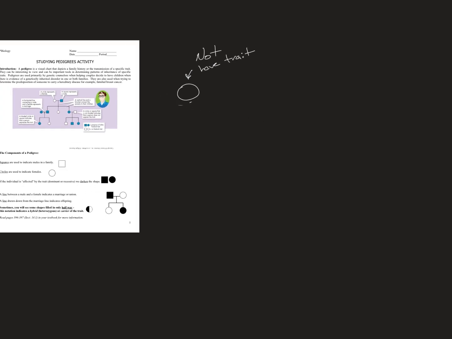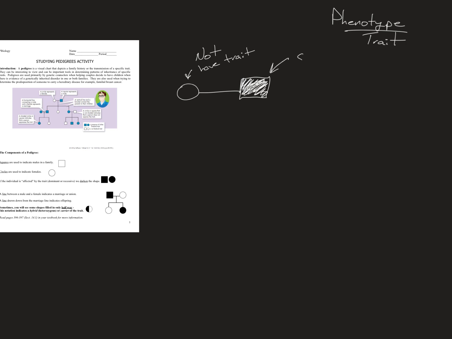The trait does not have to be a disease. Is that clear? Often it is, but it doesn't have to be. It could be blue eyes, could be tall, could be whatever. But they don't have the trait. So what you're looking at when you see a pedigree is the phenotype. A pedigree is looking at phenotype. So you don't see the trait. If it's filled in, that means you do see the trait. You do see it. They have the phenotype.